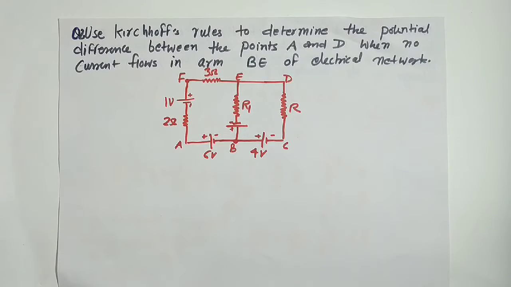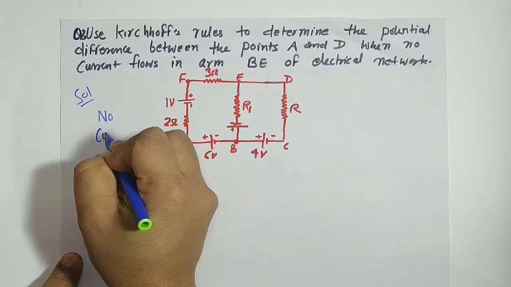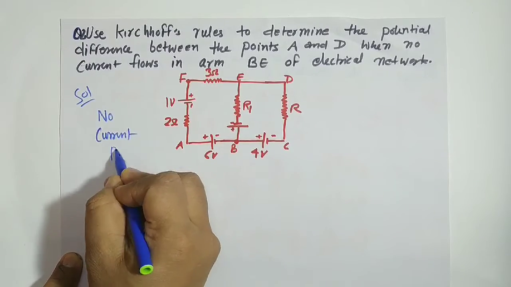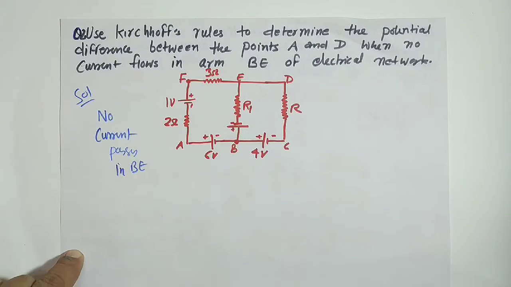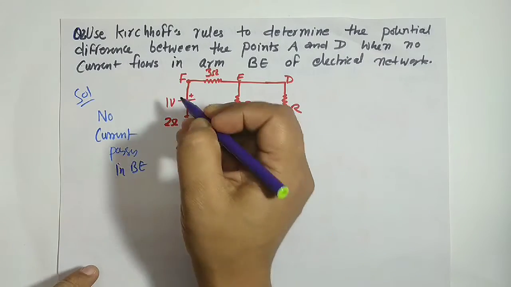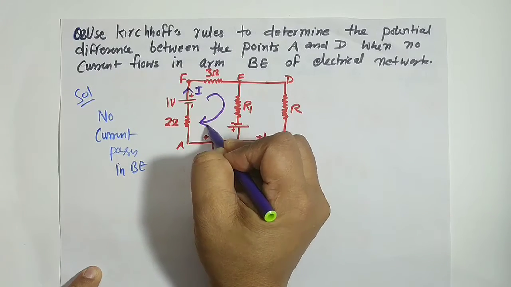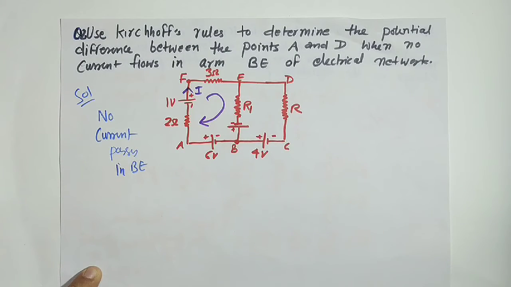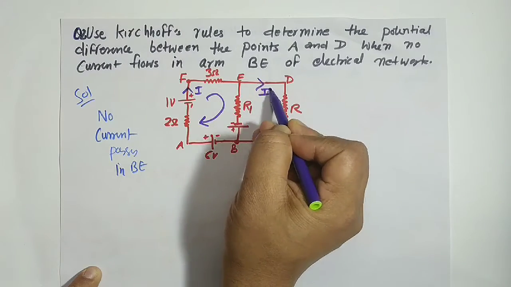Now what is the solution? The solution is simple. Here we see that no current passes in BE. So when no current passes in BE, we are going to calculate it. That means the current is 0. Say for example, we'll take a current I from here, and we are going to take this path first. So we are going to apply Kirchhoff's law for this. And because there is no current in this arm, I will go on this side also.